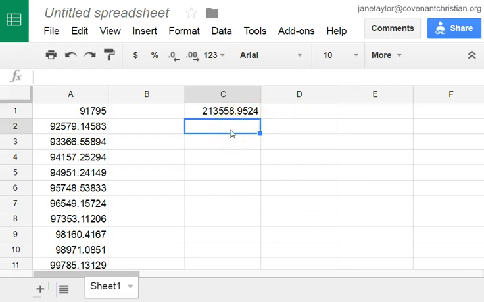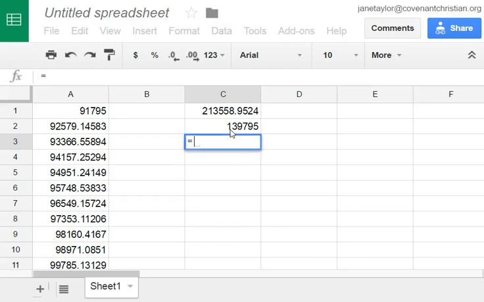Then I want to know how much money I actually put into the account myself. So the amount of money I actually put into my account myself is equal to A1, okay, that 91795, plus 120 deposits of 400. So 120 times 400. So this is the amount of money I deposited myself into my account. The difference between this is the amount the bank put in interest.